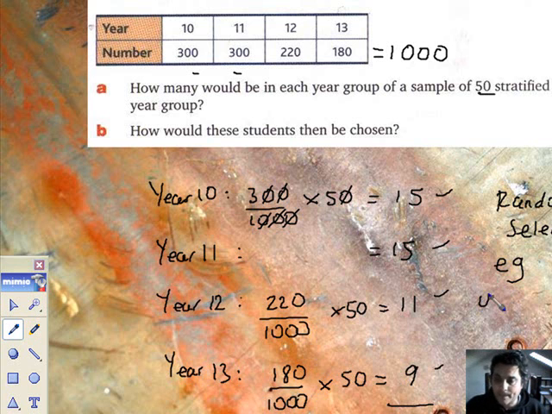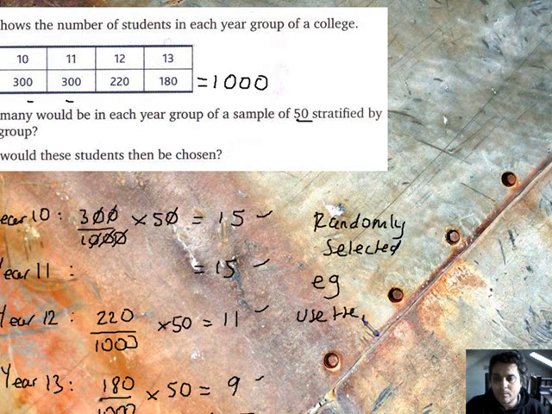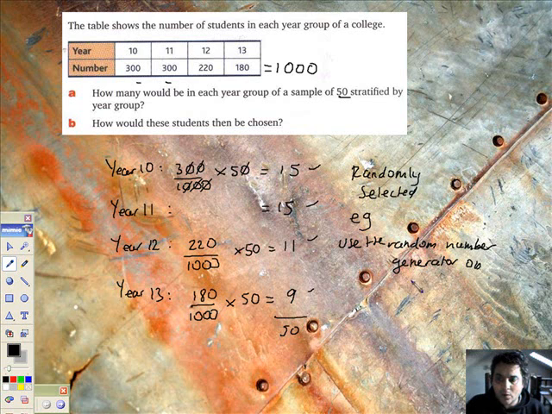For example, use the random number generator on a calculator. Alright, that's the best way to do it, isn't it? And that's about it for that question. Next question.